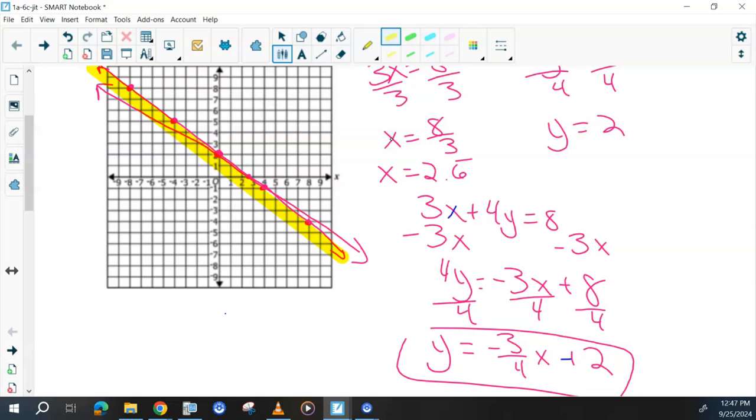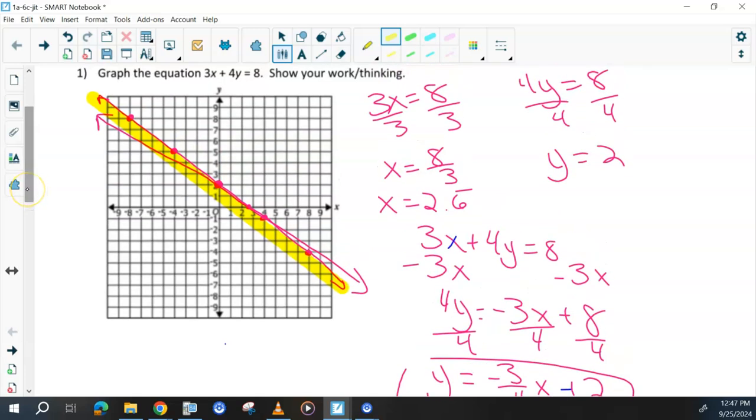So the one with more points gives us more to graph and it's more accurate. The intercepts, you could graph it and just have the 2 points, but your line may not be as straight because you don't have as many points. Questions on either of those?